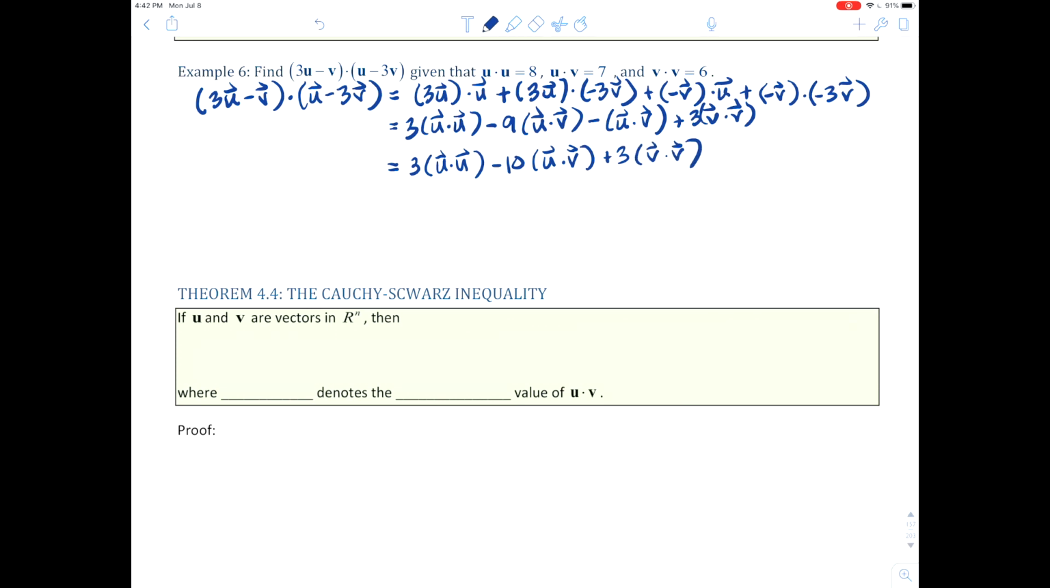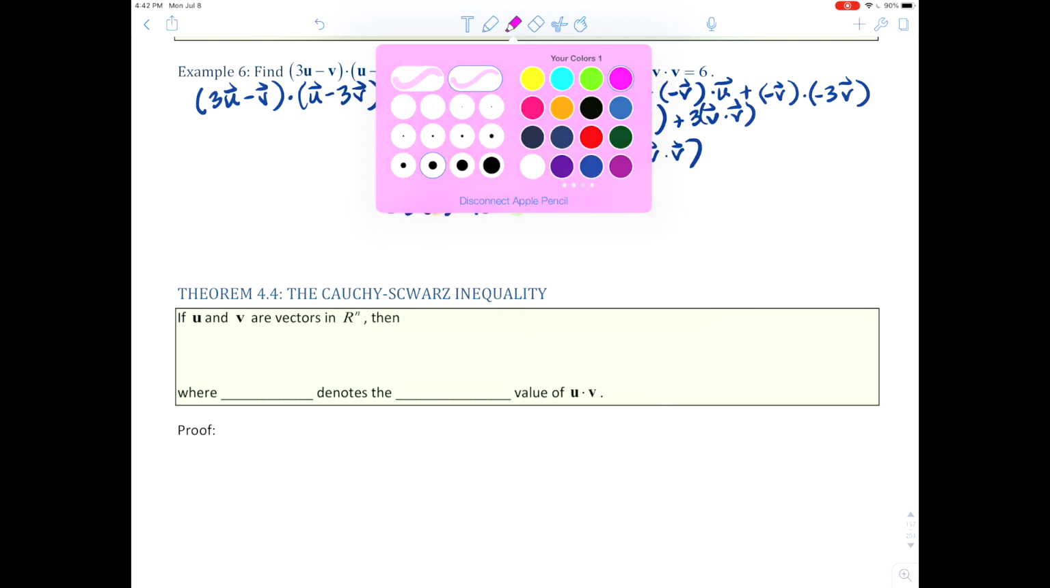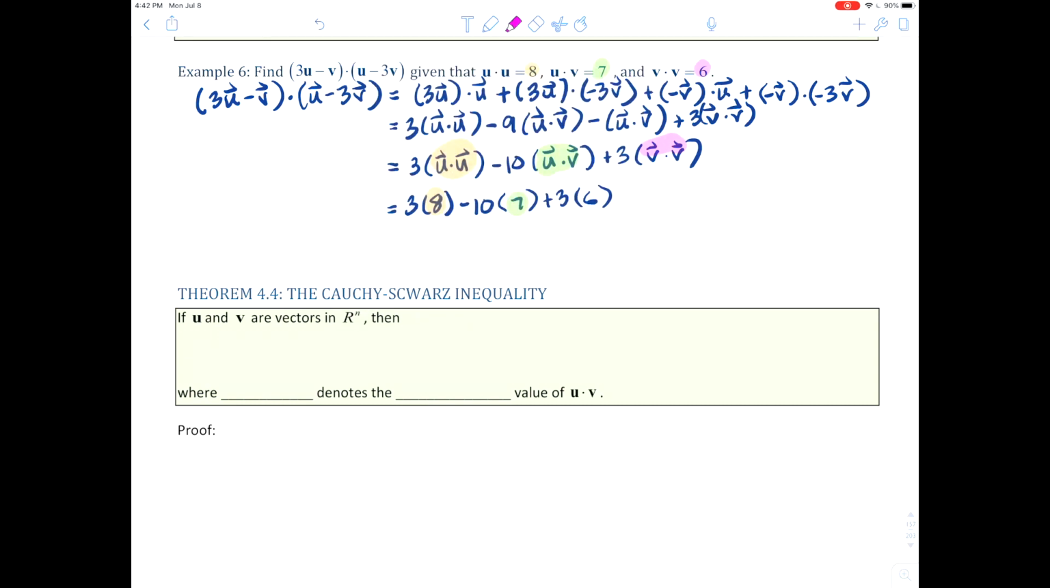So now plugging in the values that we know, u dot u is 8, so we'll have 3 times 8. U dot v is 7, so we'll have minus 10 times 7. And then v dot v is 6. So u dot u was 8, u dot v was 7, and v dot v was 6. And then when we clean that all up, we're going to end up getting negative 28.